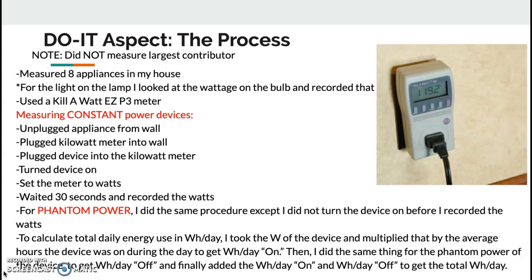For phantom power, I did the same procedure, except I did not turn the device on before I recorded the watts. To calculate total daily energy use in watt-hours a day, I took the wattage of the device and multiplied that by the average hours the device was on to get the watt-hours a day on. I did the same thing for the phantom power of the device to get the watt-hours a day off.